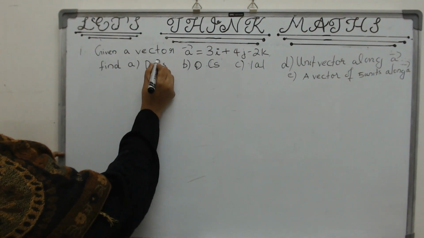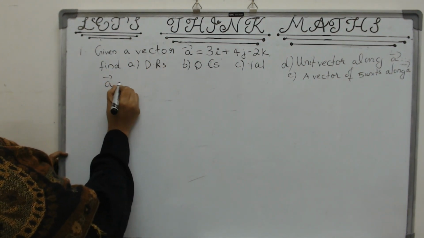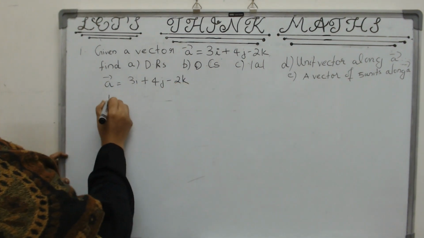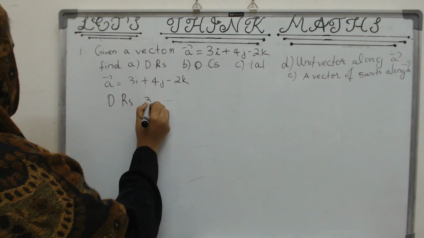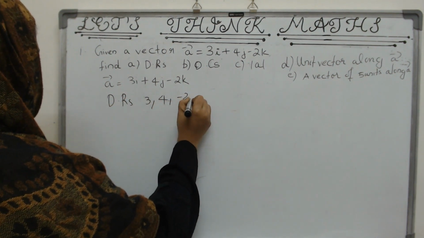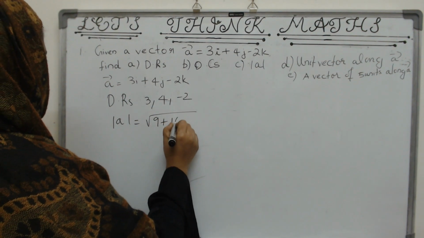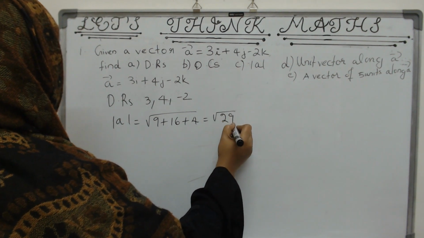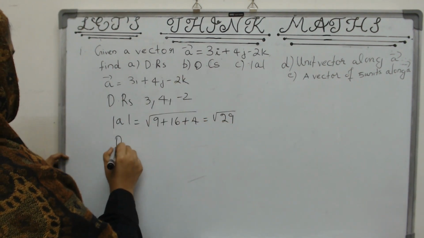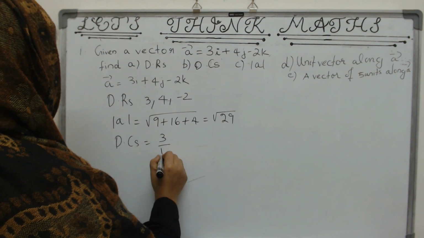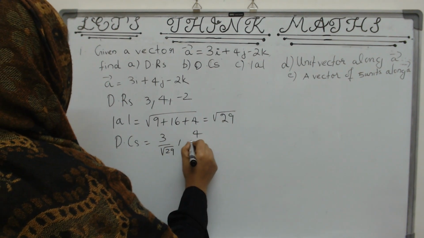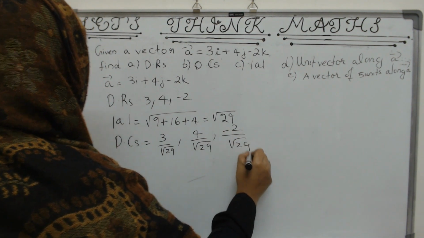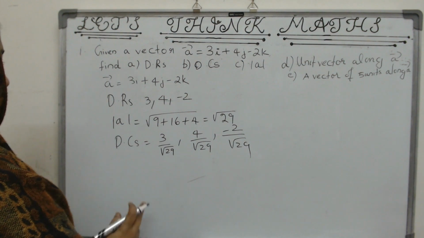Look at this question. What are the direction ratios? Your A is given by 3i plus 4j minus 2k. What are the direction ratios? It is 3, 4, minus 2. 9 plus 16 plus 4, which is square root of 29. And what are the direction cosines? They are 3 by square root of 29, 4 by square root of 29, minus 2 by square root of 29.